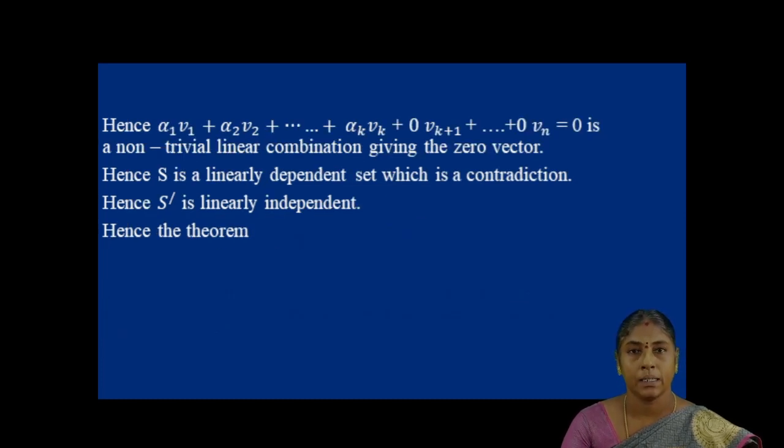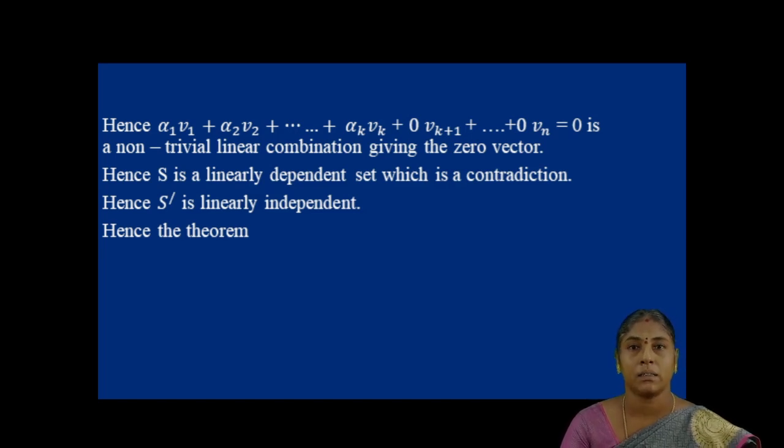Hence, we get a linear combination alpha 1 v1 plus alpha 2 v2 plus etc. plus alpha k vk, plus the remaining vectors till n represented as 0 v(k+1) plus 0 v(k+2) plus etc. plus 0 vn, which is equal to 0. This gives a non-trivial linear combination giving the 0 vector. Hence, S becomes a linearly dependent set because some of the coefficients from alpha 1 till alpha k are non-zero according to our assumption.